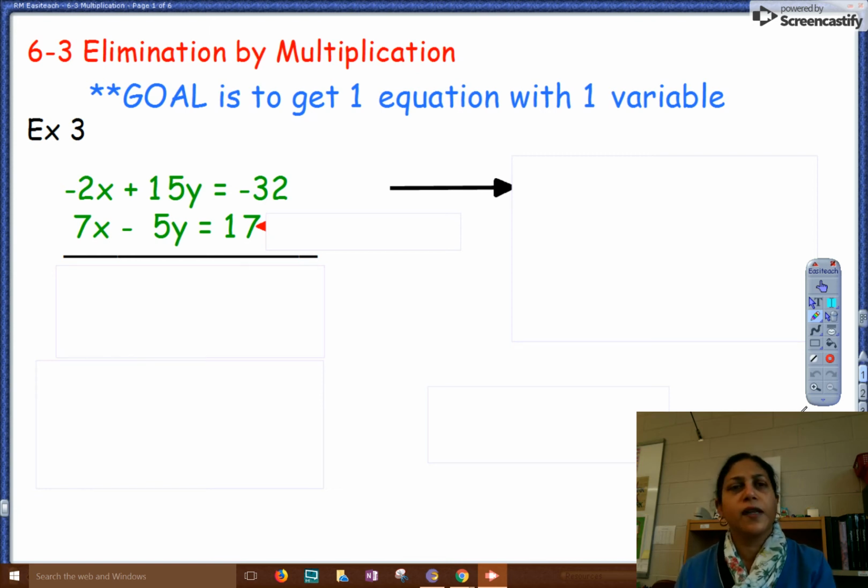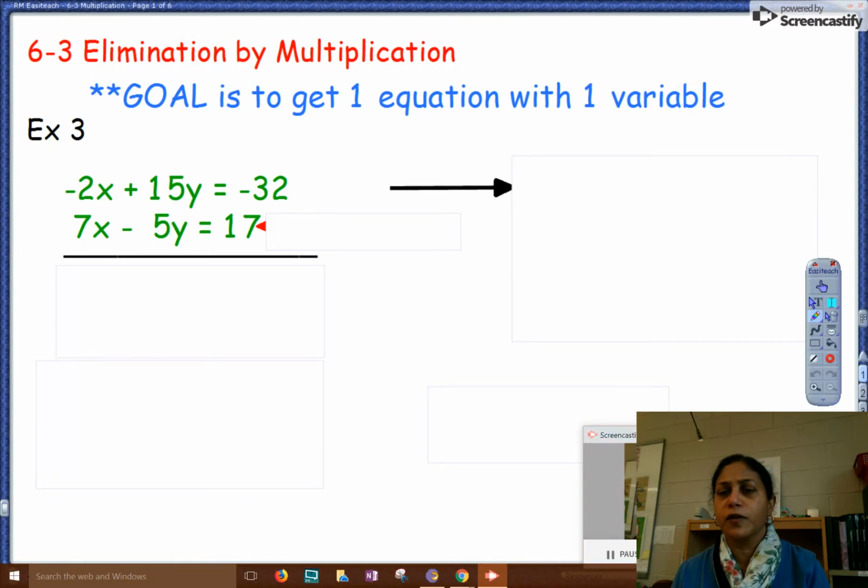Hi guys, today's lesson is about elimination by multiplication. Remember, when we try to solve a system, the goal is to get one equation with just one variable. So you have to find some way to cancel either the x or the y variable. So we are going to try here.